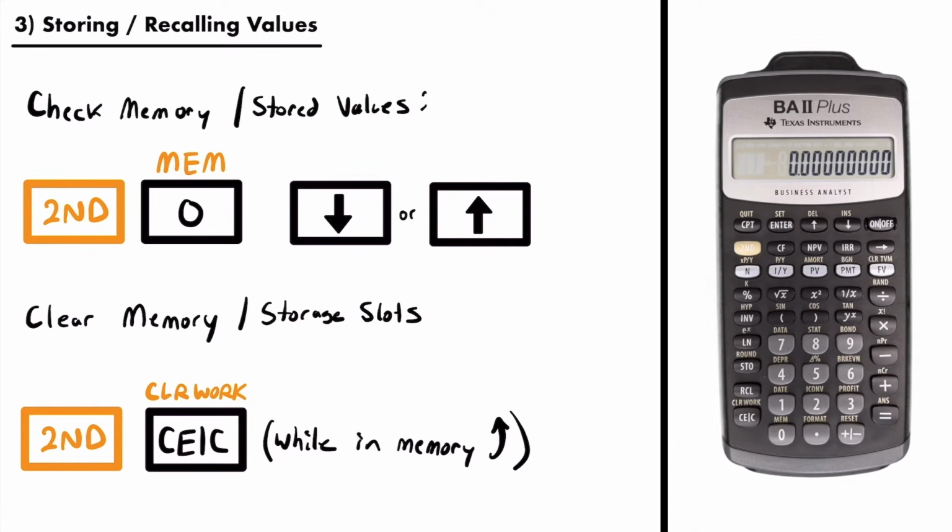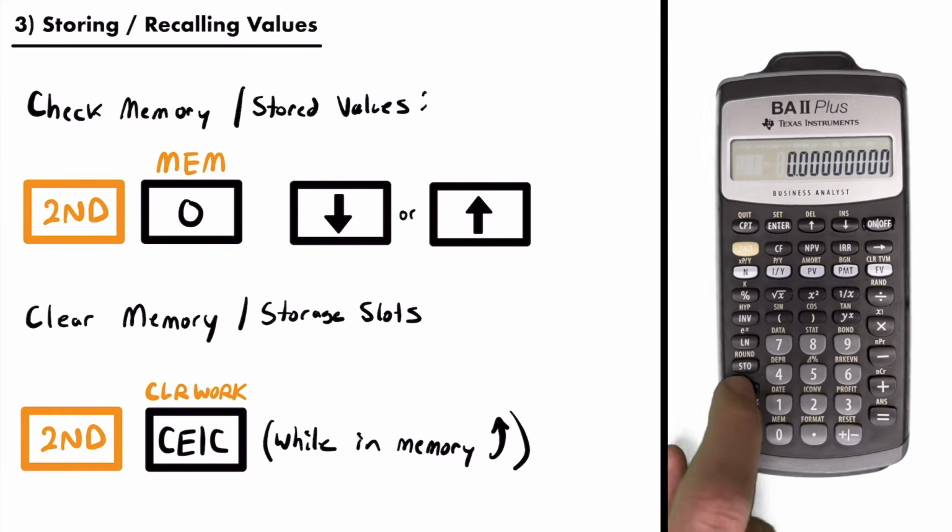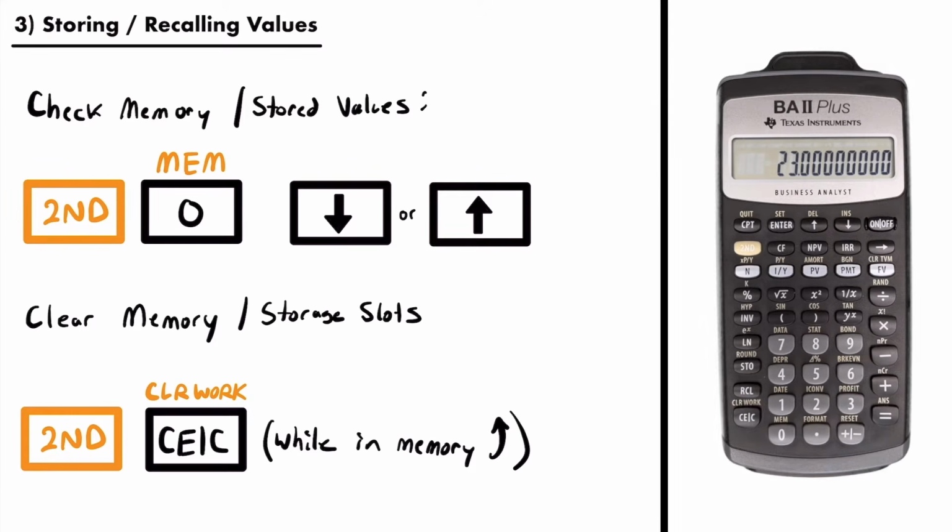So watch this. Let's say I have 23 and I want to actually store that in the button for 8 and overwrite that 56. I can hit store 8, and then if I clear my work, we can recall 8, and now it gives us 23 instead of 56. Okay, so that's how that works. And so that's really all you need to know about storing and recalling values in the BA2 Plus calculator.